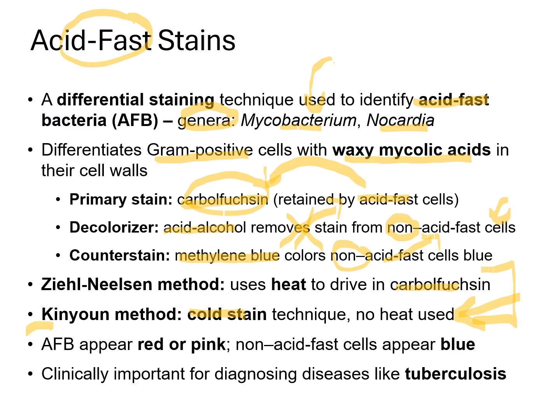In the end, acid-fast bacteria will appear pink or red, right? These are positive cells. Negative or non-acid fast cells will appear blue because of that methylene blue. And this is important in diagnosing certain diseases like tuberculosis, which is caused by the bacterium Mycobacterium tuberculosis.